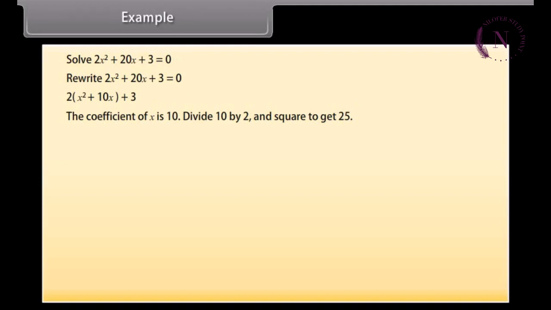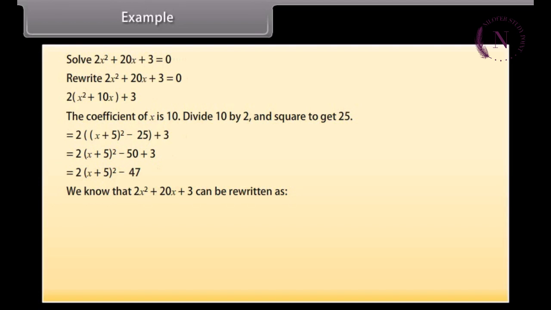Divide 10 by 2 and square to get 25. So it is 2[(x + 5)² − 25] + 3 = 2(x + 5)² − 50 + 3 = 2(x + 5)² − 47. We know that 2x² + 20x + 3 can be written as 2(x + 5)² − 47. Therefore, we can rewrite the equation as 2(x + 5)² − 47 = 0.